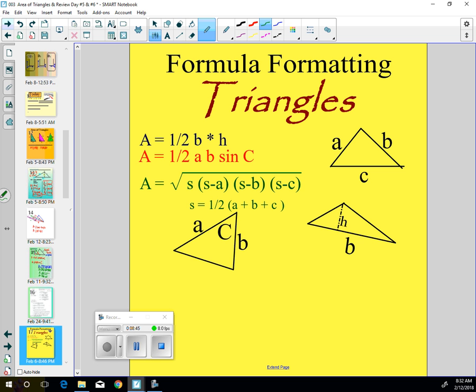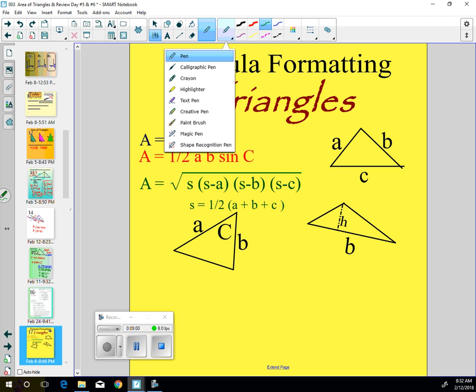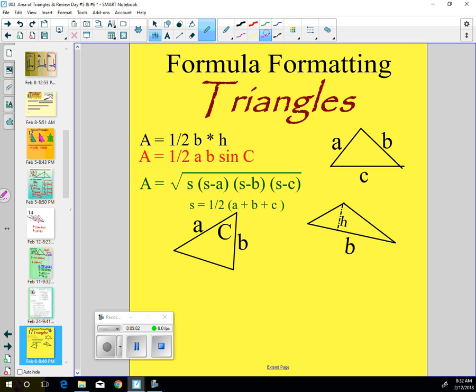So I have three triangles, three formulas. Here is 1/2 base times height, 1/2 AB sine C, and then Hero's formula with the S and the square root. This triangle right here, which one should I use? Should I use the purple, red, or green to find the area of this triangle? A, B, and the angle in between. Which one should I use? The red, yep. This is the 1/2 AB sine C.